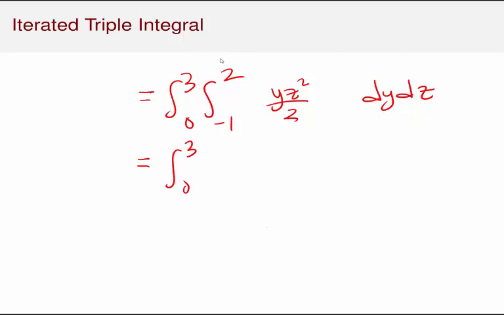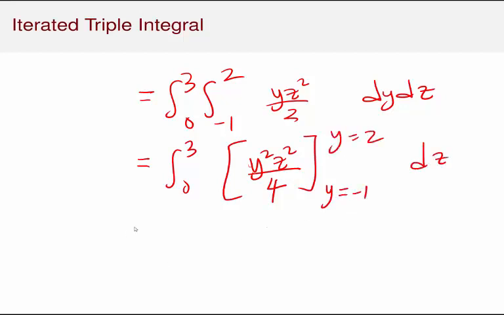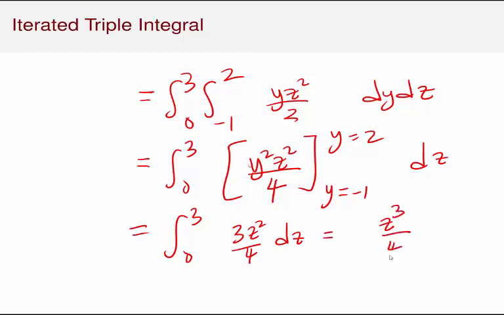Next, we are going to compute the inner integral with respect to y. Doing this, we'll have y squared times z squared over 4, where the lower bound for y is -1 and the upper bound is 2. Hence, after some simplifications, we have z squared minus z squared over 4, which is 3z squared over 4. Therefore, the final answer is just the antiderivative evaluated at the lower bound z equals 0 and the upper bound z equals 3. And this will give us the final answer, which is 27 over 4.